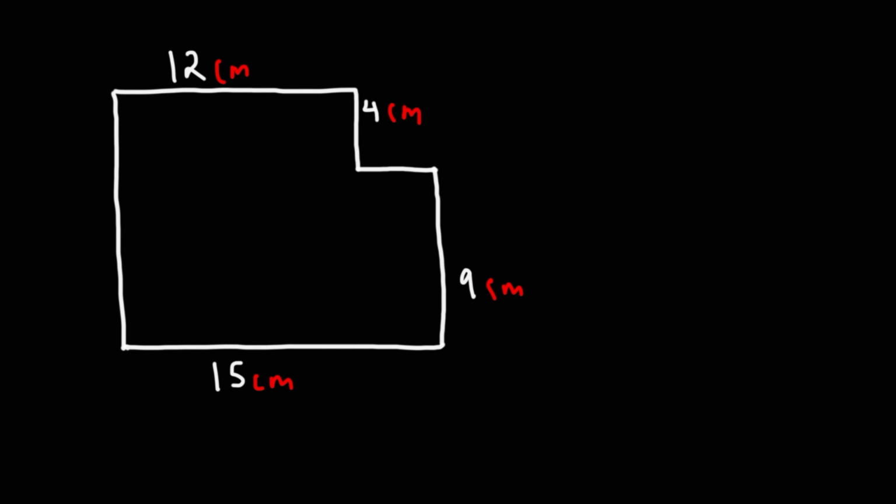Now, let's move on to our next example. How can we find the area of this composite figure? Well, like before, let's find the missing side lengths. So this side is 4 and this side is 9. If we add 4 and 9, it will give us the length of this side, which is going to be 13.